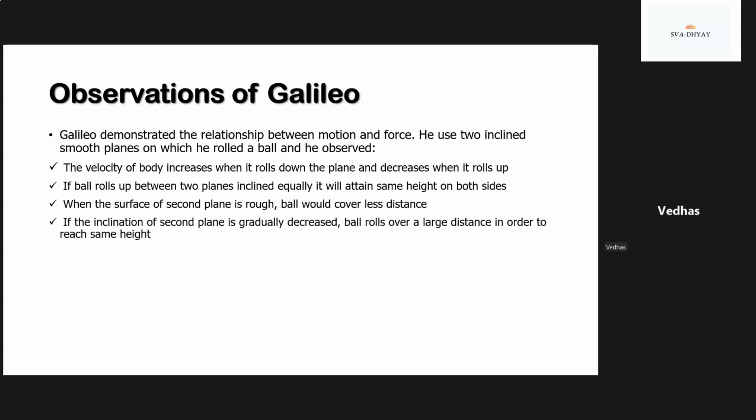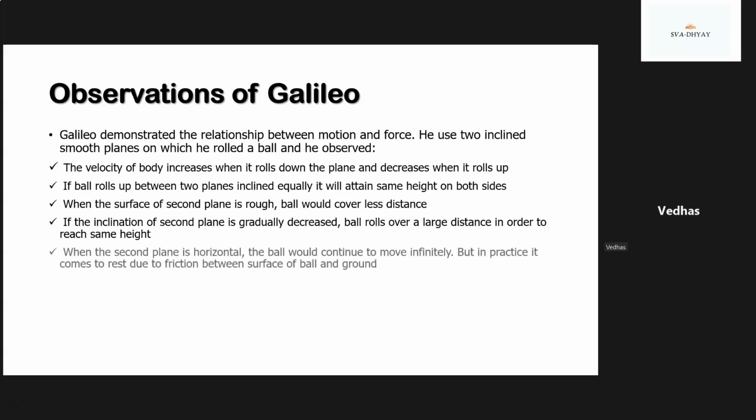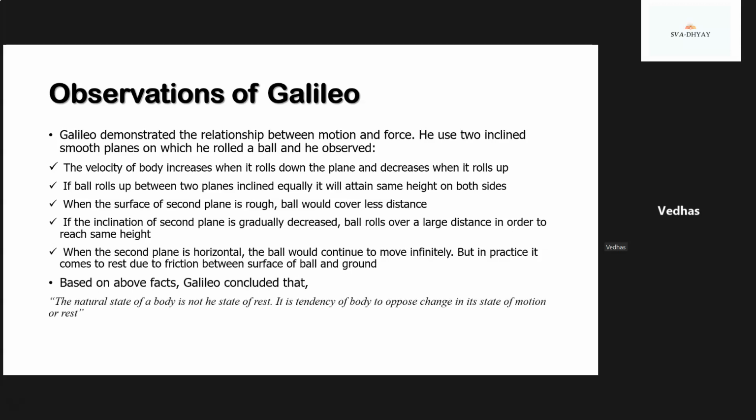If the inclination of second plane is gradually decreased, ball rolls over a large distance in order to reach same height. When the second plane is horizontal, the ball would continue to move infinitely, but in practice, it comes to rest due to friction between surface of ball and ground. Based on above facts, Galileo concluded that the natural state of a body is not the state of rest. It is tendency of body to oppose change in its state of motion or rest.